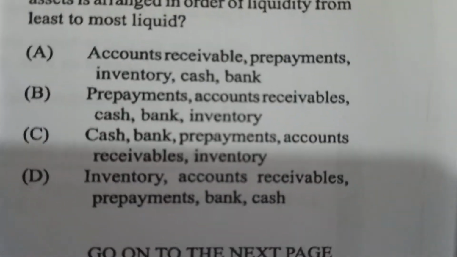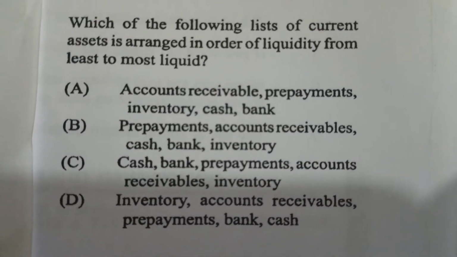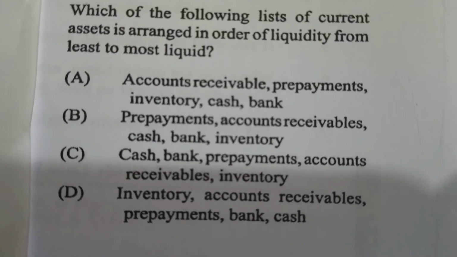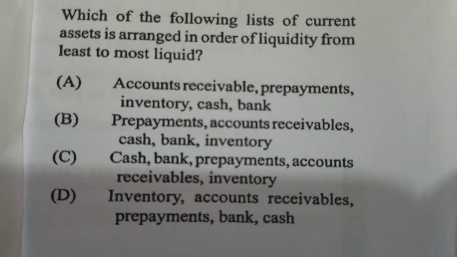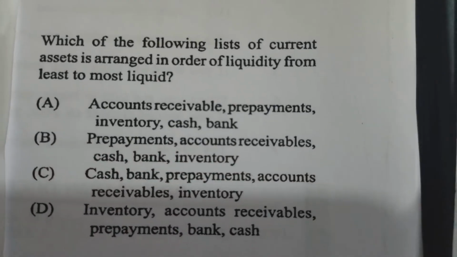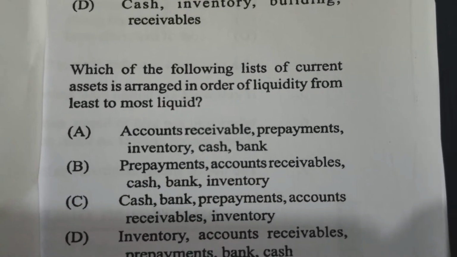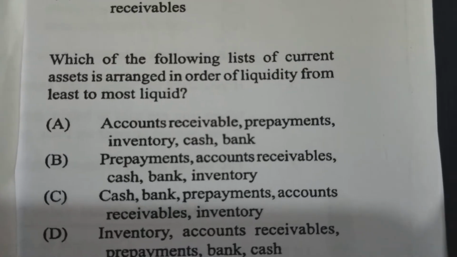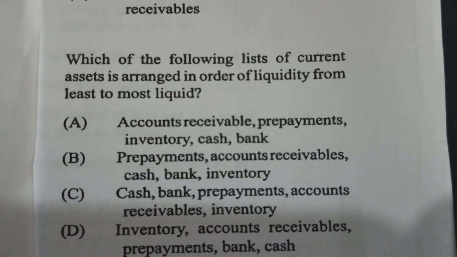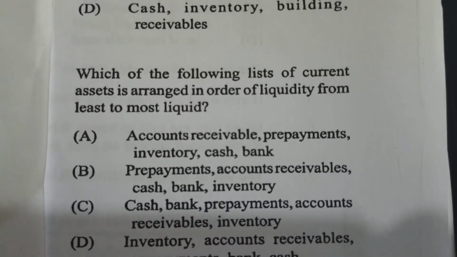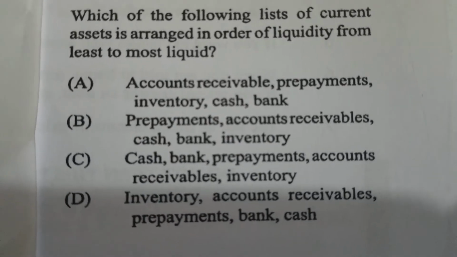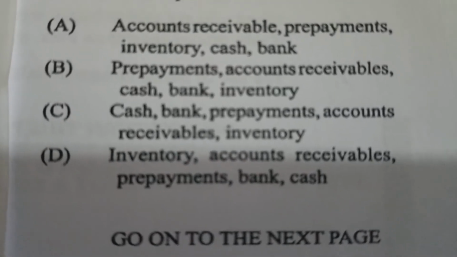Next question says, which of the following lists of current assets are arranged in order of liquidity from least to the most liquid? So listen to what they said now: in order of liquidity from least liquid to most liquid. They're talking about order of liquidity, but listen how they give it to us now. They said from least to most liquid. So we're moving from that which is least liquid to most liquid. Let's go.